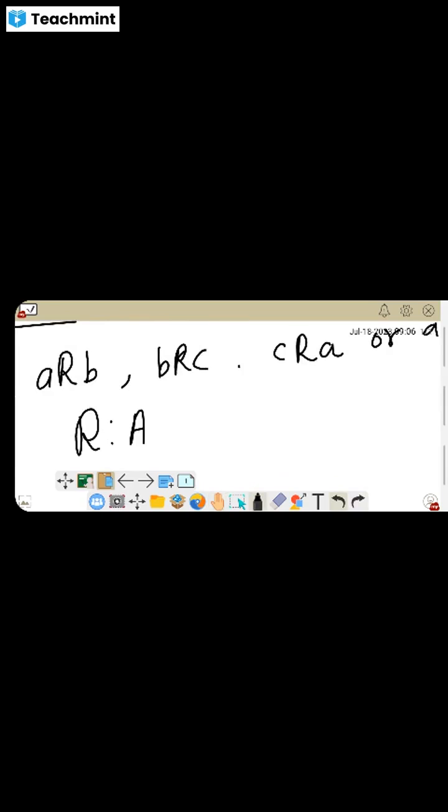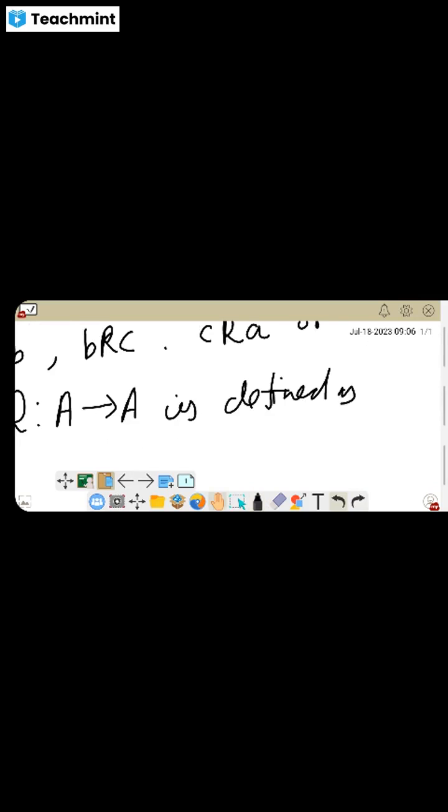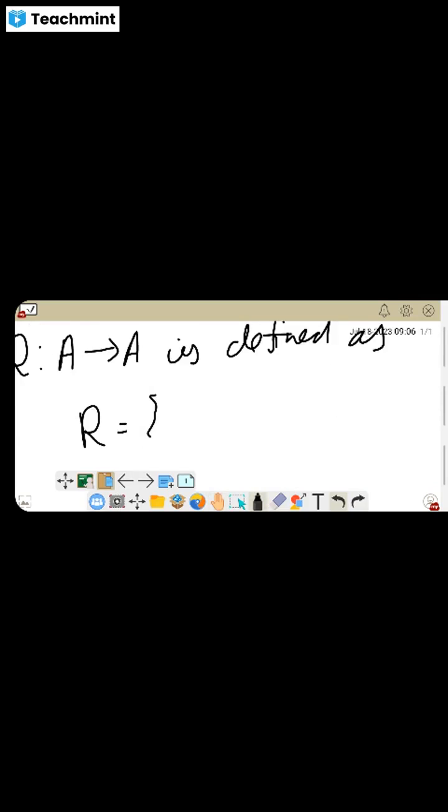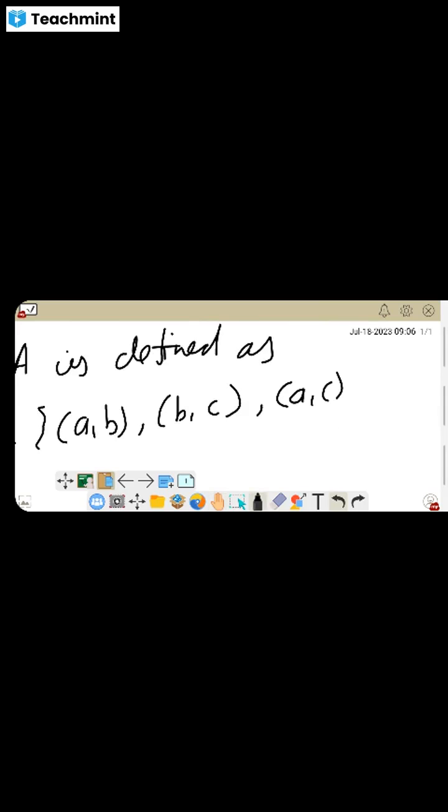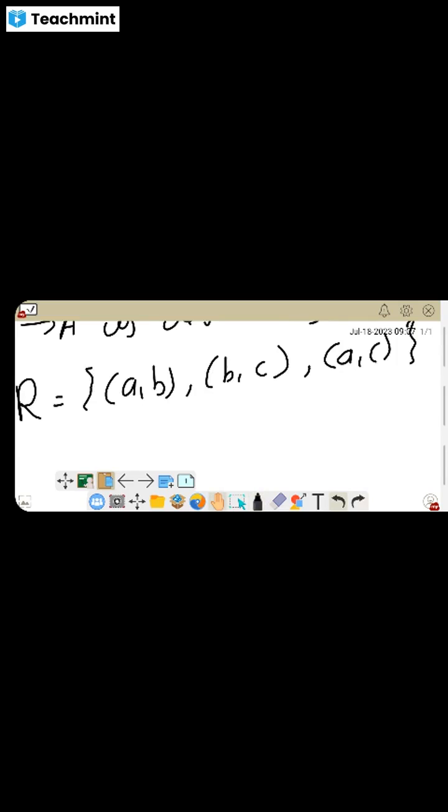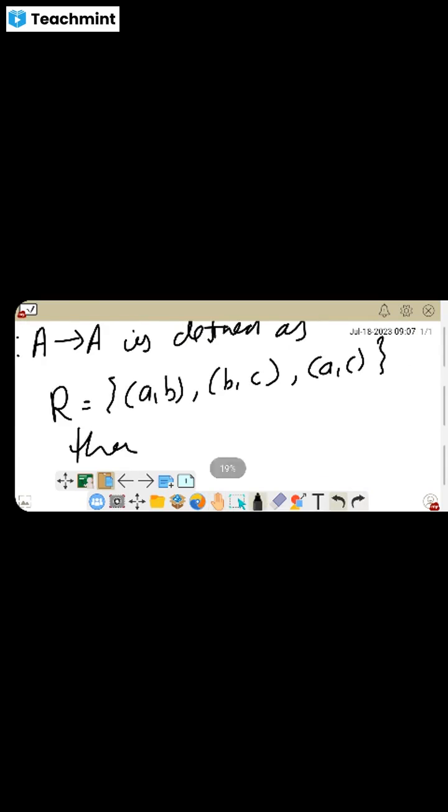A relation R from A to A is defined as R is equal to A comma B, B comma C, and we have A comma C. Or instead of this we have C comma A, then we can say that the relation is transitive.